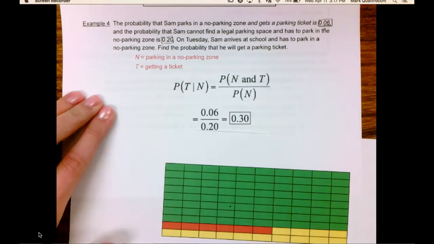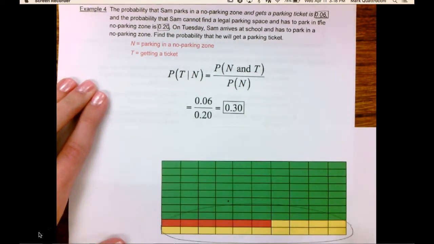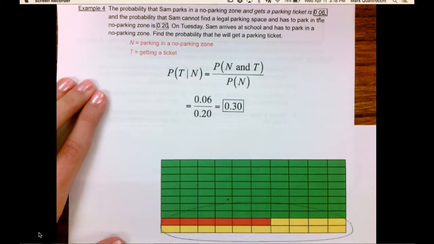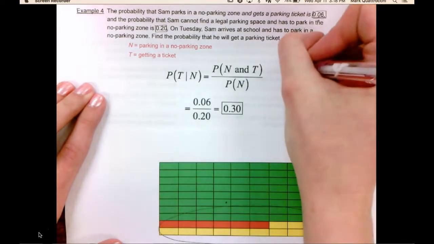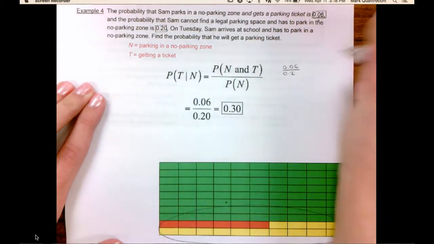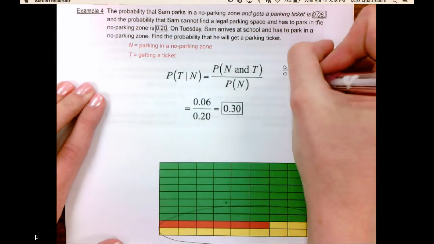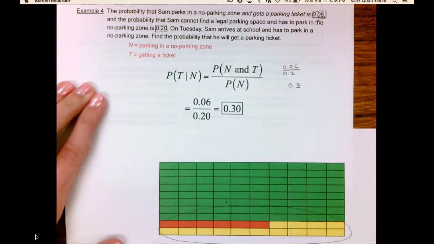So on Tuesday he arrives and has to park in a no parking zone. What is the probability that he will get a parking ticket? So out of the no parking zone, 0.06 out of 0.2 is the chance he'll get ticketed. So 0.3 is the chance that he will park in the no parking zone and get a parking ticket.